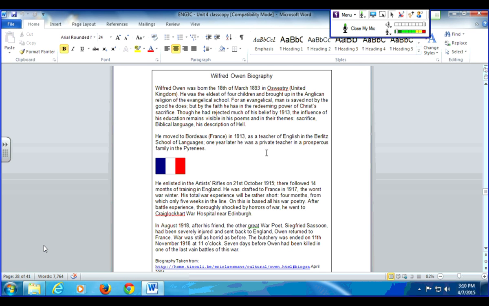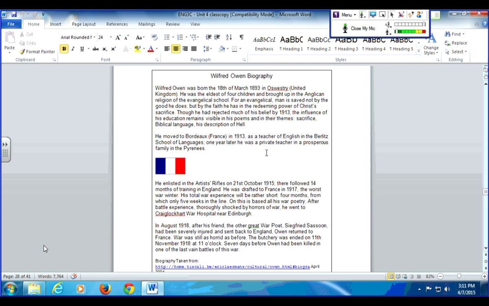He enlisted in the Artists' Rifles on October 21st, 1915. There followed 14 months of training in England. He was drafted to France in 1917. That was the worst year of the war for winter. His total war experience was rather short. He only served for 4 months, of which only 5 weeks was served on the line. On this was based all of his war poetry.